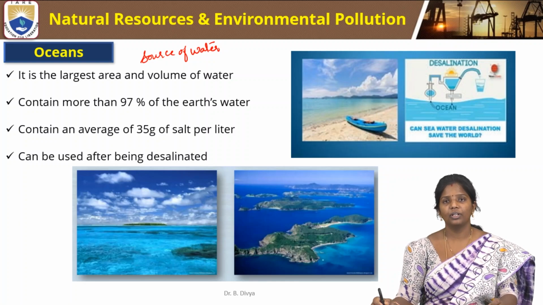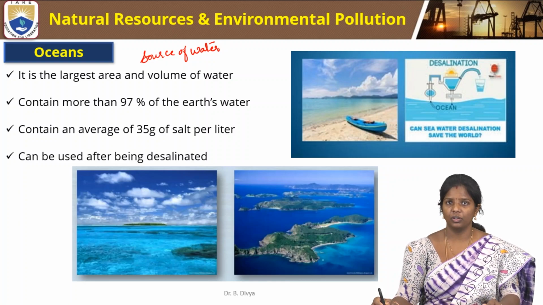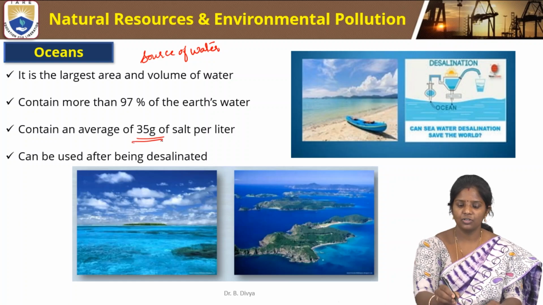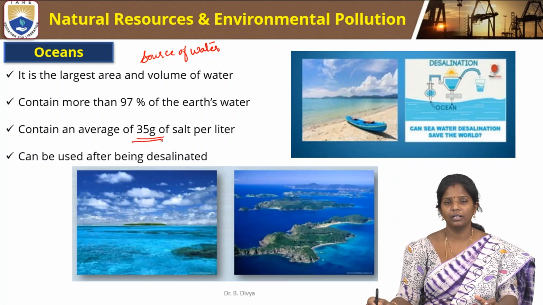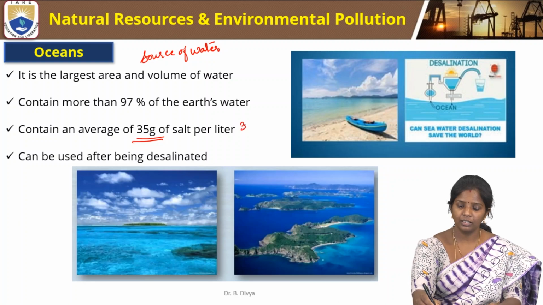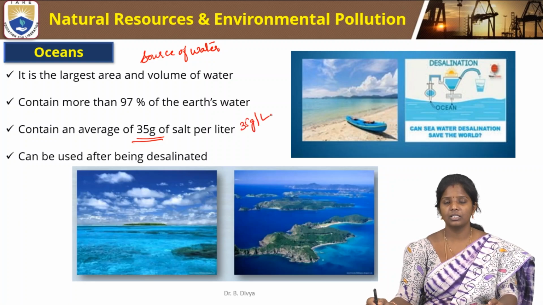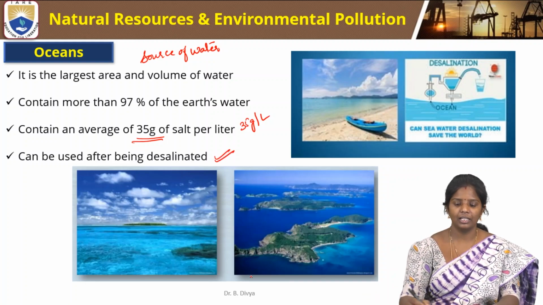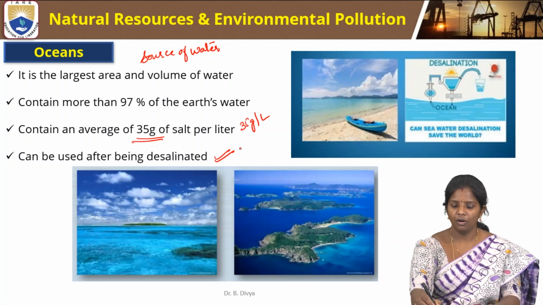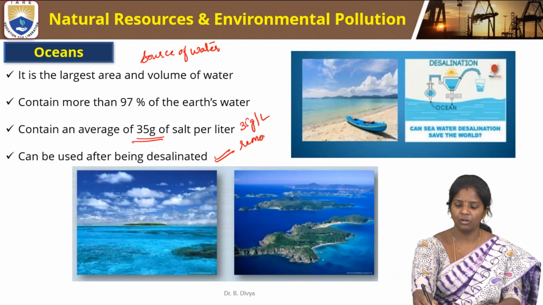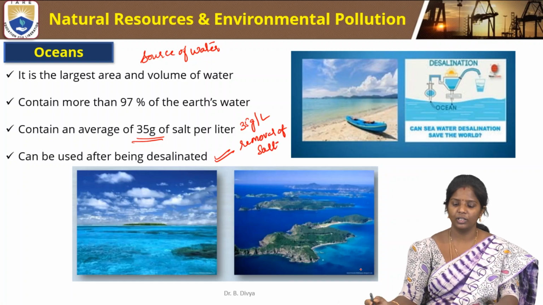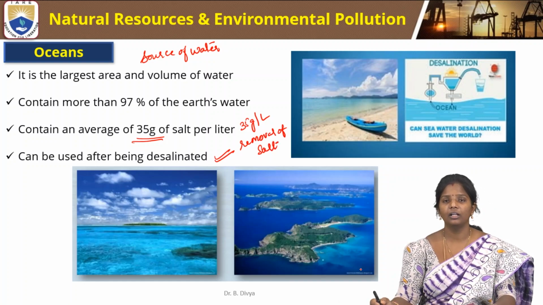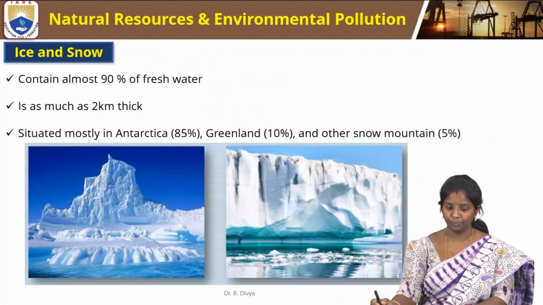Oceans contain about 97% of earth's water, with an average of 35 grams of salt per liter. It means it is very salty in nature and can be used only after desalination, which means removal of salt. Only after removing this salt can we use it for our daily purposes.